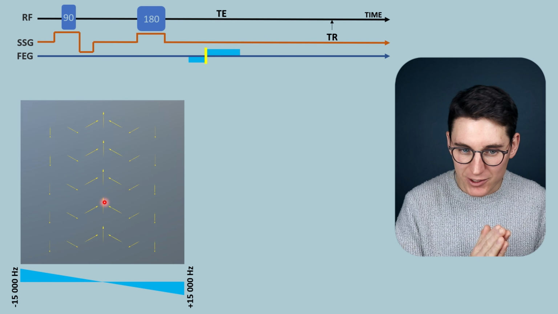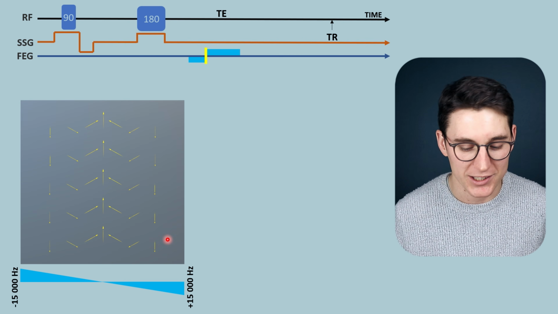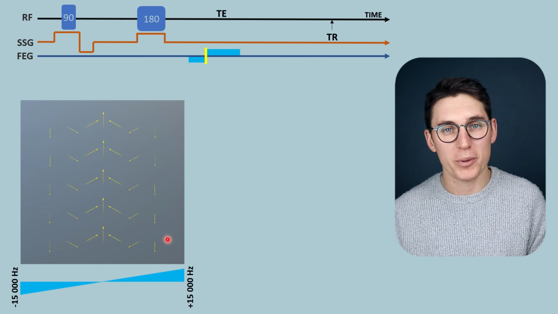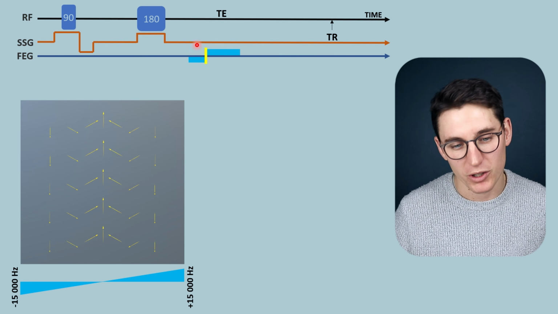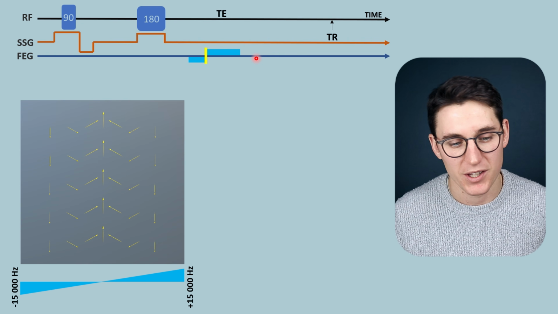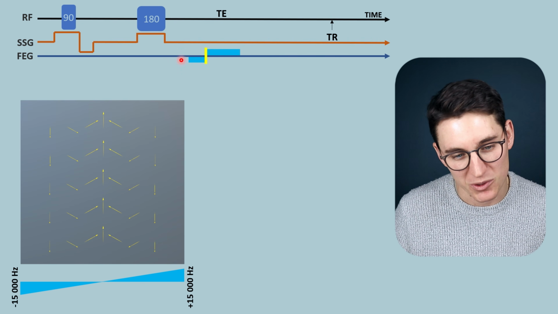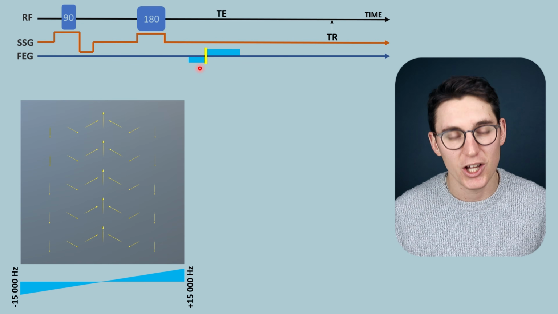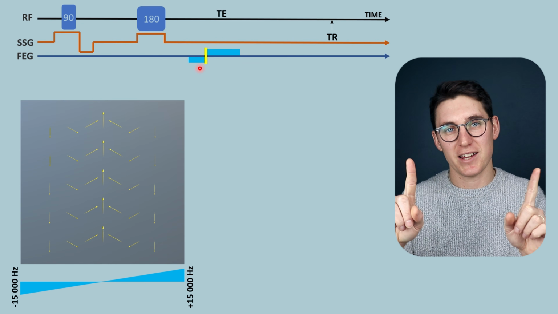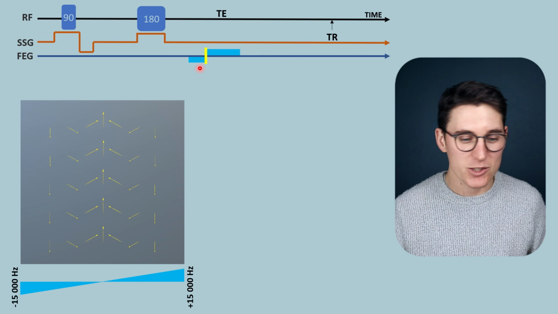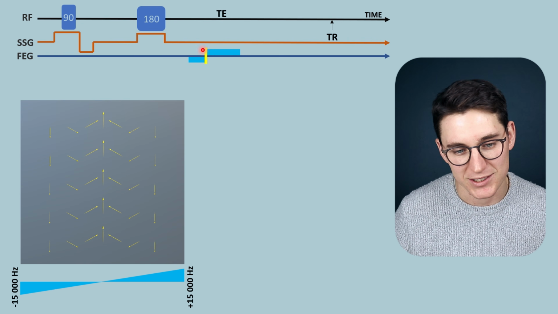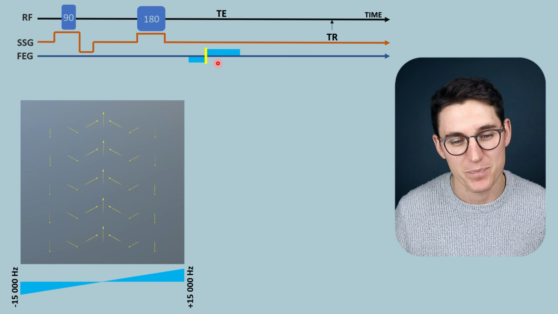Now, as we apply the rephasing frequency encoding gradient, it's going to be an equal but opposite frequency encoding gradient, but we're going to apply it for twice as long. Now, if we were to just apply this rephasing frequency encoding gradient without this dephasing gradient here, we would start in phase with one another and they would rapidly dephase as we applied this frequency encoding gradient, and our signal would rapidly decline here.